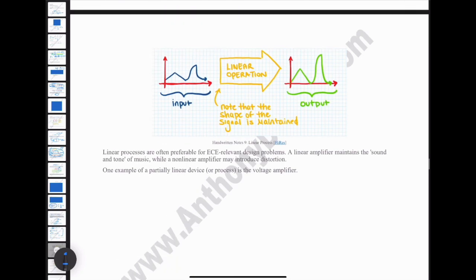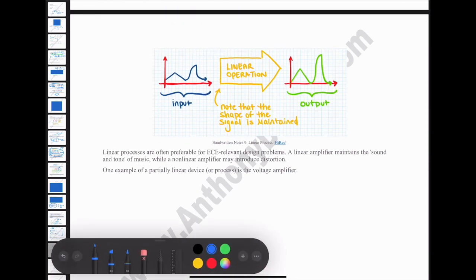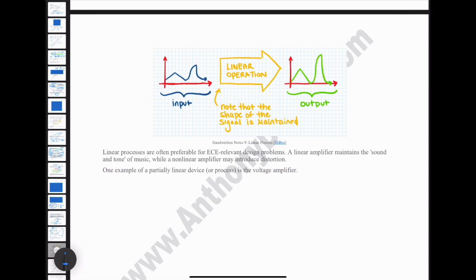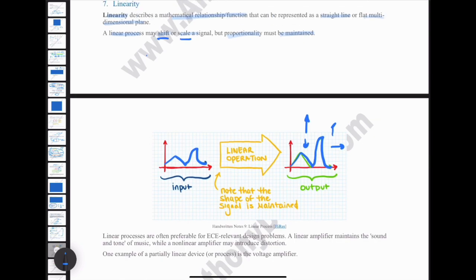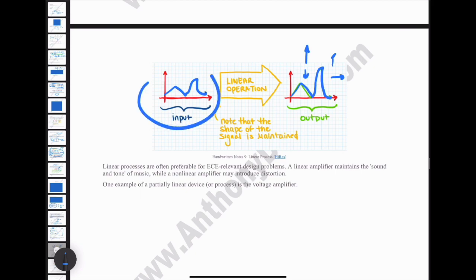So if we look here at this example of a linear operation, we have something that looks like a little pyramid with this weird shark fin. And although the output, right, we can make it taller, we can make it shorter, right? We can move it to the right, we can move it to the left. We can do any sort of shifting and scaling as long as it keeps the proportions of the input and the output. We expect the shape to be maintained.